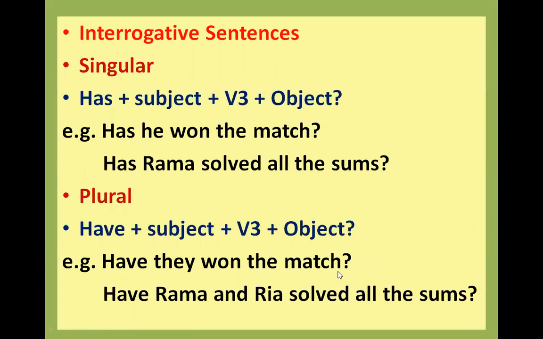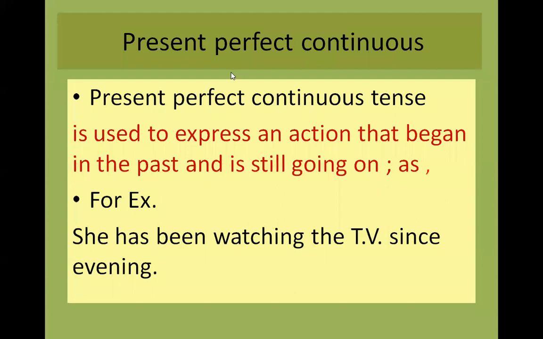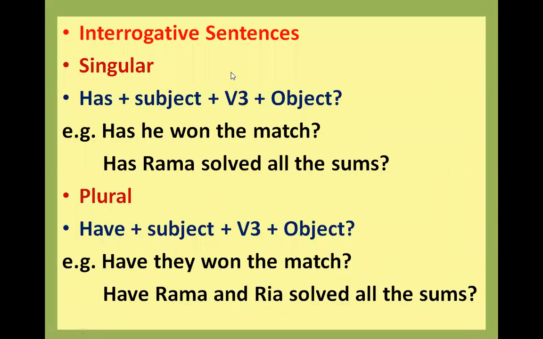Next, interrogative sentences. So when you are dealing with interrogative, be very particular. The helping verb has and have will come in front. So has, subject, V3 plus object, in singular. So has he won the match? Has Rama solved all the sums? In plural, we use have, subject, V3 and object. So have they won the match? Have Rama and Ria solved all the sums?